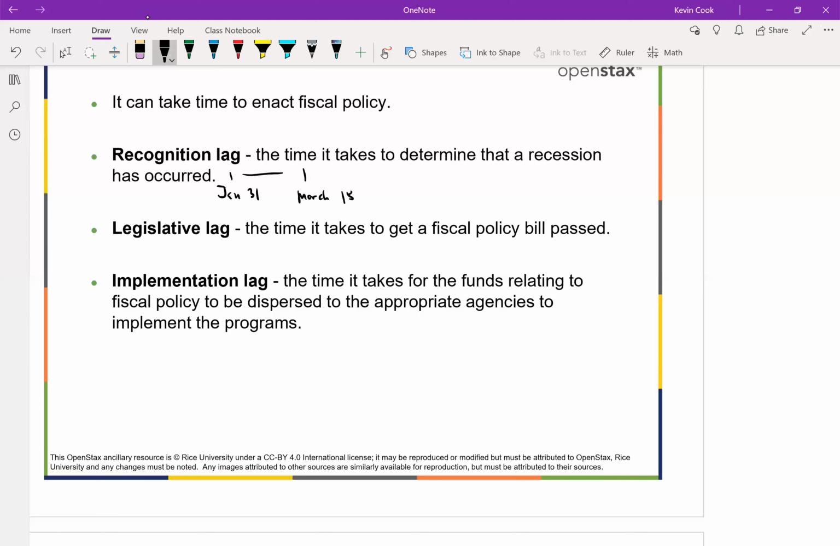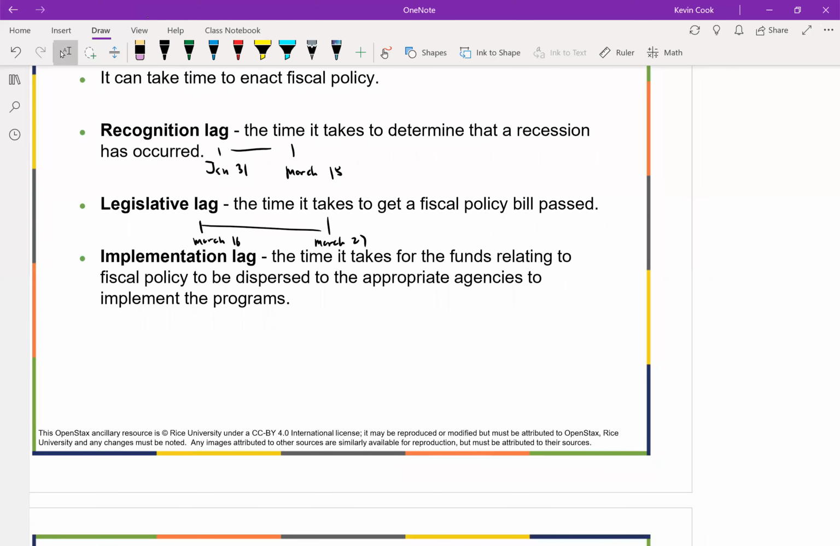In this case, this bill was passed on March 27th. At least that's the day the news article came in. So between around March 16th to March 27th, we had this legislative lag. Then the implementation lag would have been from after it was passed, from March 28th to about today.